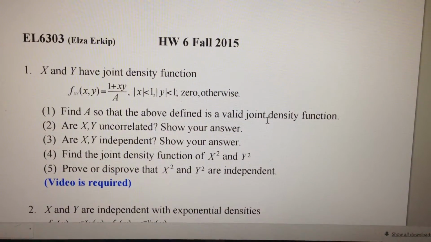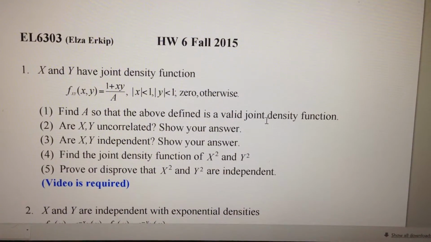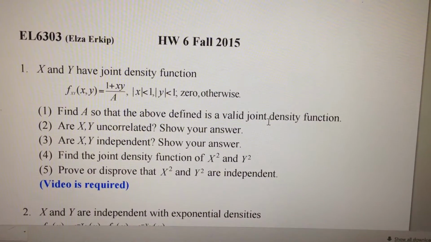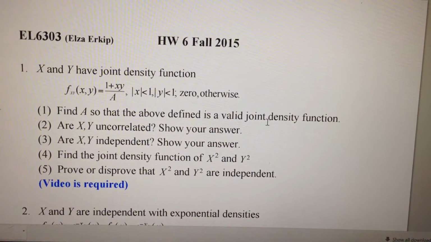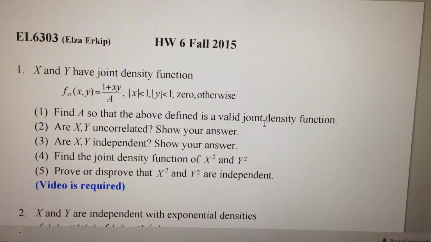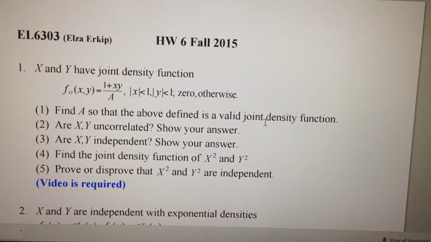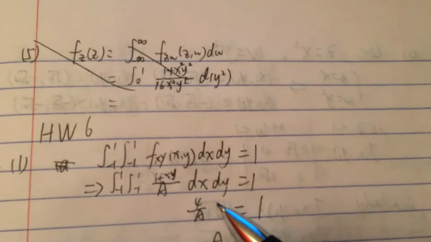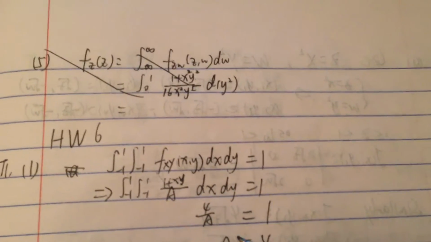Hello everyone. First, let's look at the solution for the first question, and there are 5 parts. We have known that X and Y have the joint density function, and first let's find a so that it's valid. To make it valid, we should make the integral equal 1.